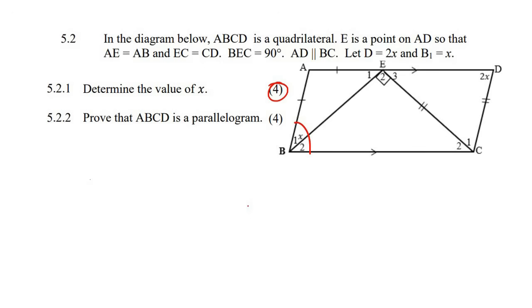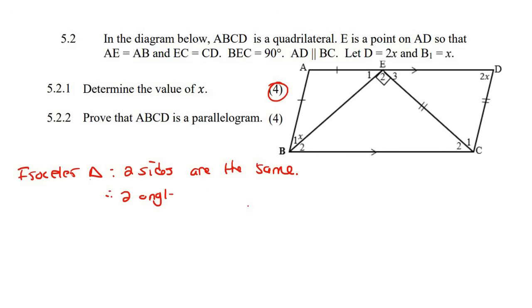Now, you cannot say that this angle and this angle are the same because this is not a parallelogram. They said it's a quadrilateral. So what we could do is, you see here we've got an isosceles triangle, right? What is an isosceles triangle? An isosceles triangle is one where two sides are the same. So if two sides are the same, then two angles are the same. Now, which two angles? Well, it would be the two angles that are opposite those sides. So it'll be that one, and it would be that one. Okay, so that's how we will start.